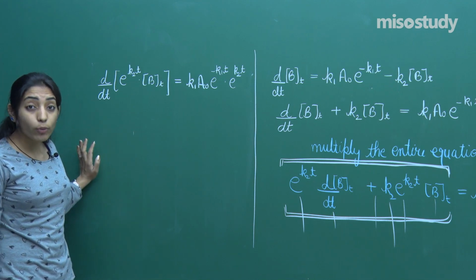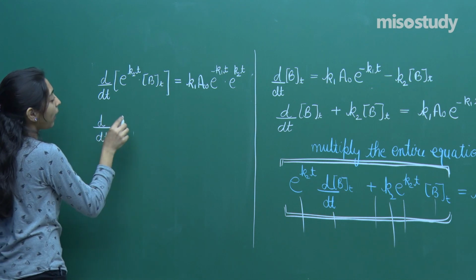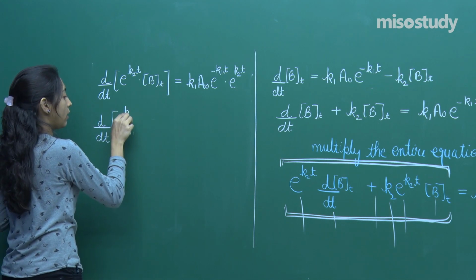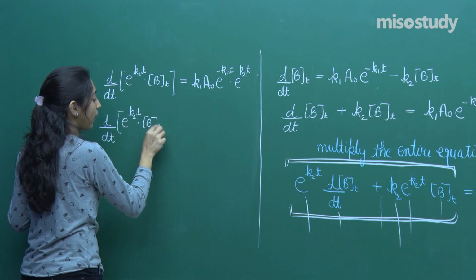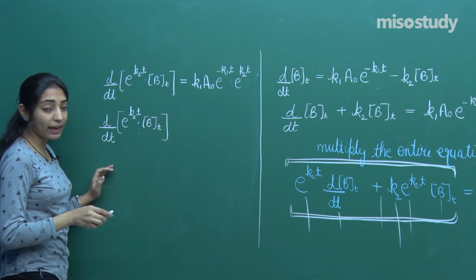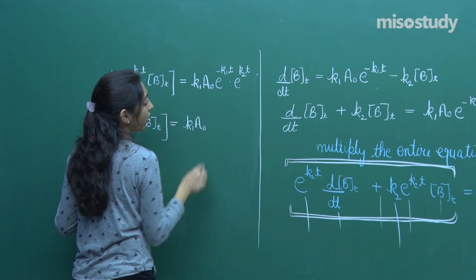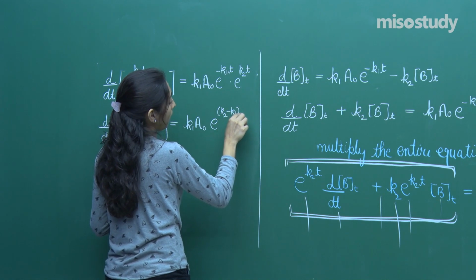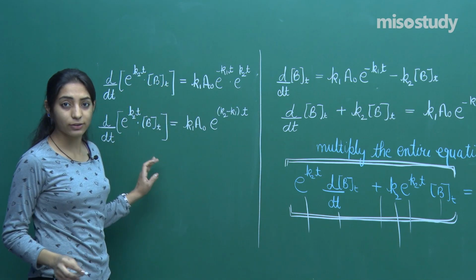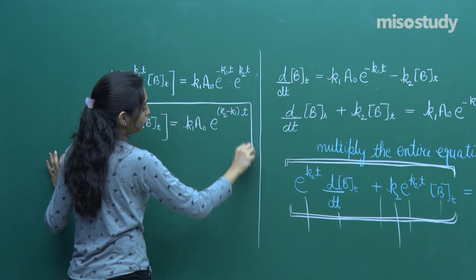Fine. Now moving further, I can say that d by dt of e raised to the power k2t multiplied by concentration of b at time t should be written as k1 a naught e raised to the power k2 minus k1 times t. So this is another important equation which you can consider.